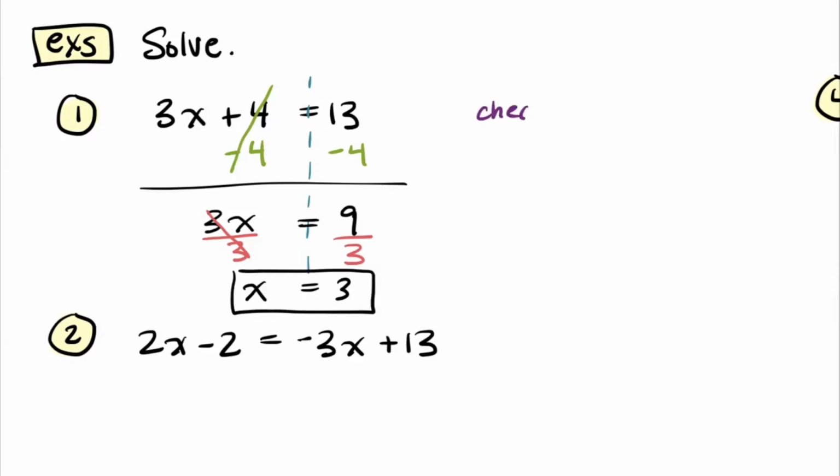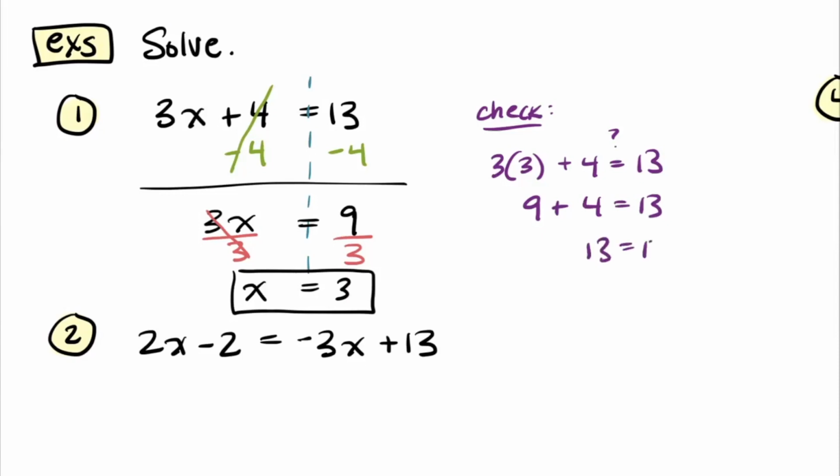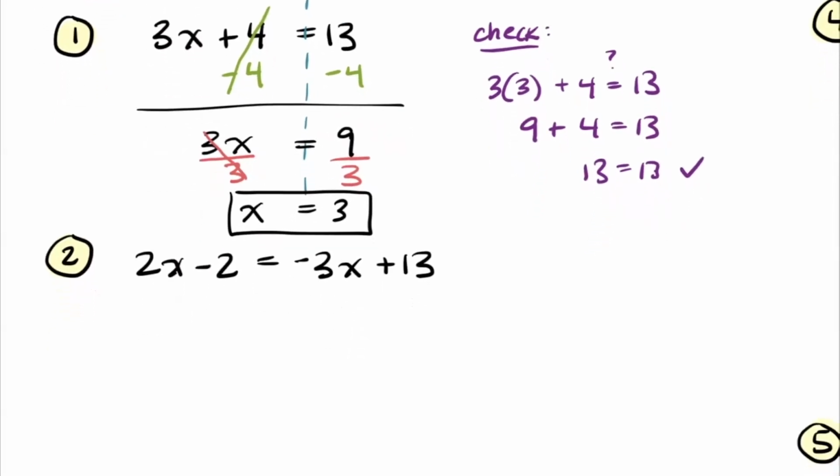And I won't do this all the time, but you should check your answers just to make sure. So we'll plug in the 3 into the equation for x, and we'll see, are these equal to each other? Okay, so 3 times 3 is 9, and 9 plus 4 is 13. So we did find a true solution. All right, that was kind of simple.